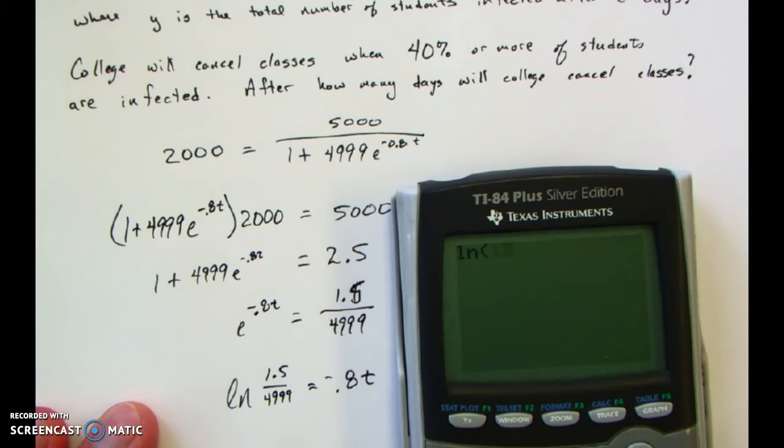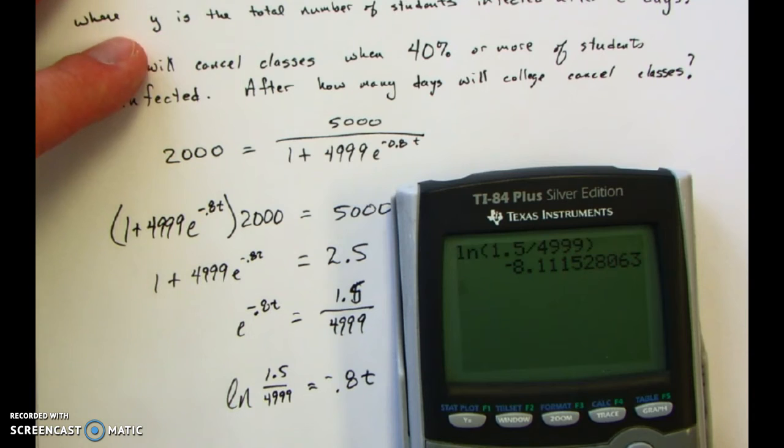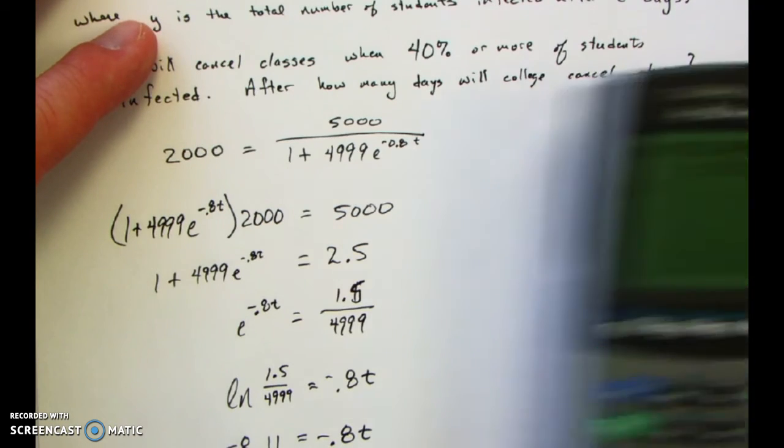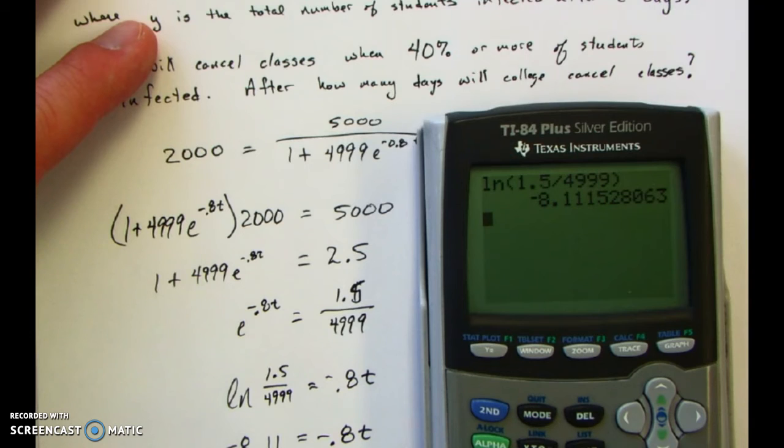The natural log of 1.5 divided by 4,999 gives us a value of negative 8.11. Divide both sides by negative 0.8. And we find that the time is just over 10 days.